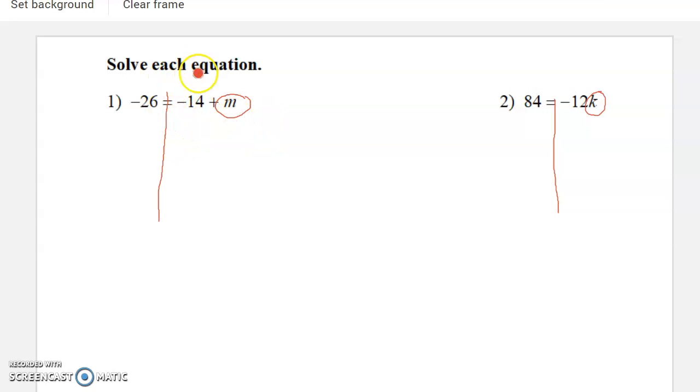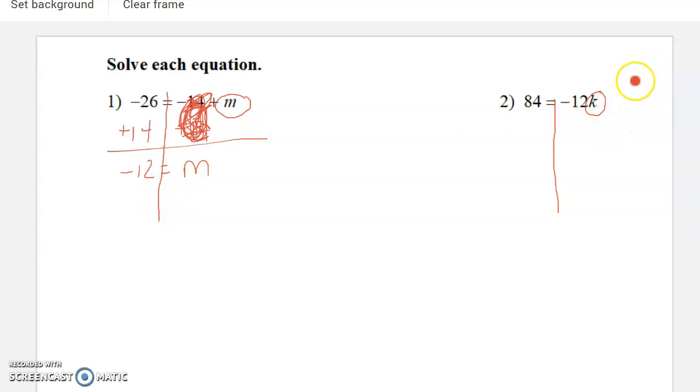So hopefully when you did this, you would see that m, what's on the same side of m is a negative 14, so we need to move that. So opposite of minus 14 is going to be plus 14. You can do that on both sides. So our 14's go away. And negative 26 plus 14 is going to give me negative 12 equals m. So now m is alone, and then our answer is m equals negative 12.